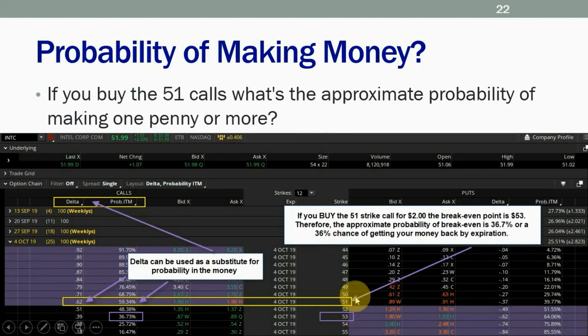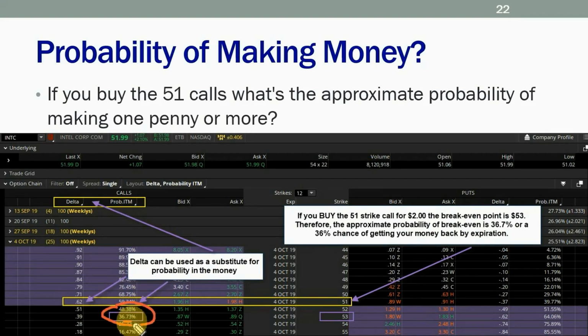Look, I know that the probability down below, right here, I know it says 59%, but again, that's not your probability of making money. Okay? If you buy the 51 strike call, it's basically trading for $2. Look, here's the 51 call. There it is. It's trading for just about $2. You don't need the stock at 51. You need the stock at 51 plus the $2, which is roughly what? 53. Okay? Therefore, the approximate probability of you even breaking even is right here.